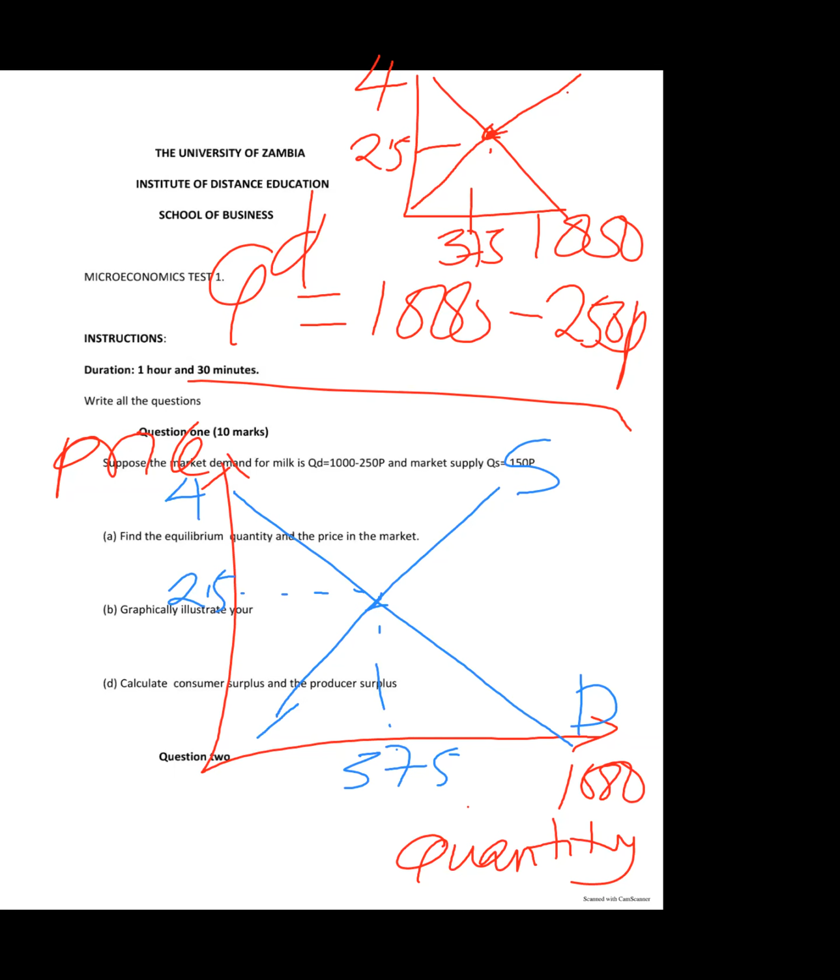Once you find the equilibrium quantity, to graph this, start with the demand curve. To find the last price here, set quantity equal to 0, then solve for P. If you want the last quantity here, just set P equal to 0. Then it will give you the last quantity. And then you just join these 2 points. That will be your demand curve.